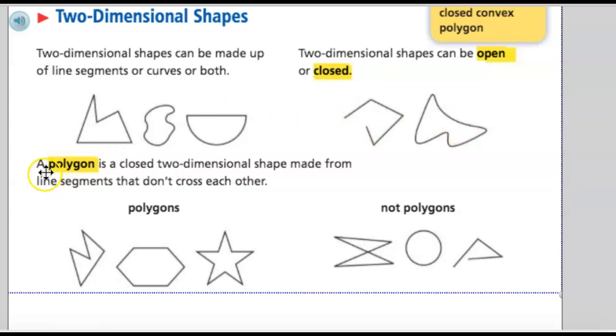Now, a polygon is a closed two-dimensional shape made from line segments that don't cross each other. So let me be clear on that. These are not polygons because this one's open. So polygons cannot have this open thing. They cannot cross each other, and they have to be line segments.